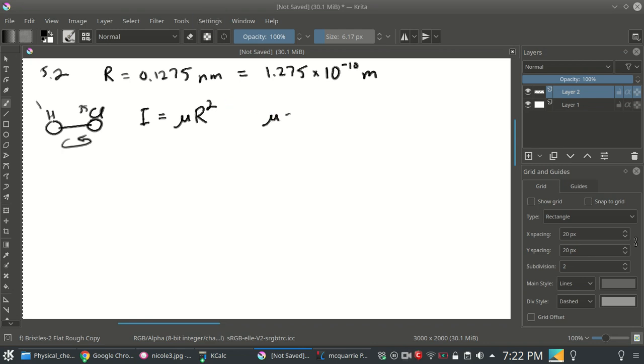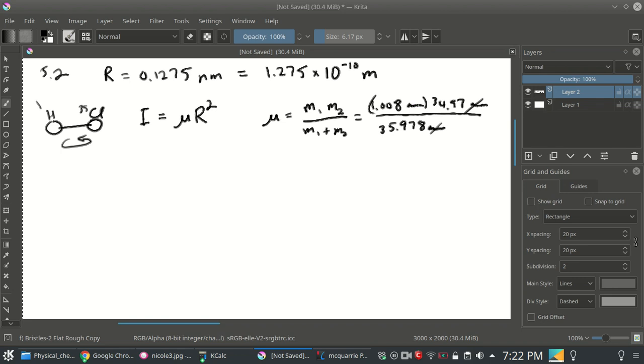The reduced mass, like in chapter 3, is the mass of the first one times the mass of the second one divided by the mass of the first one plus the mass of the second one. So that is going to be 1.008 AMU times 34.97 AMU divided by the sum of those. So that'll be 35.978 AMU. But these AMUs will cancel.